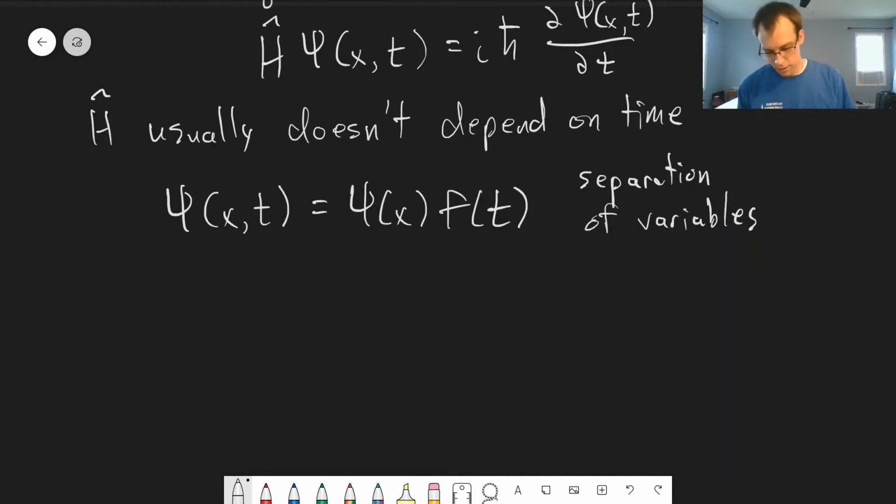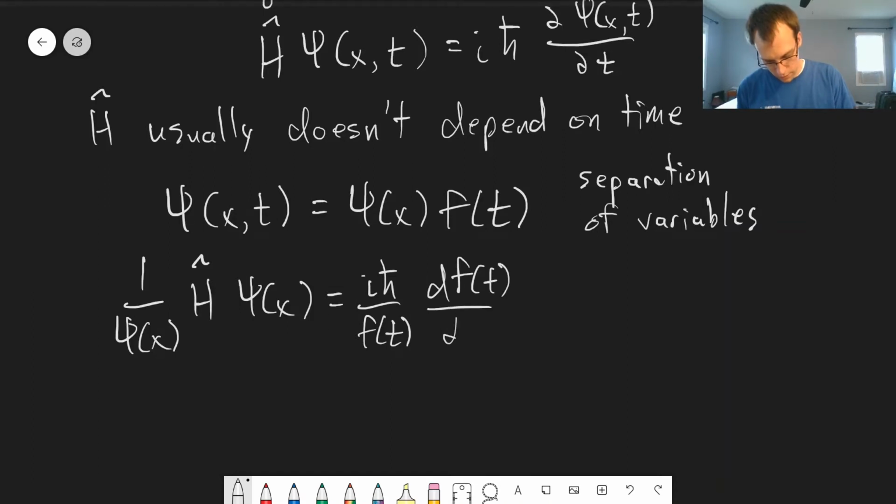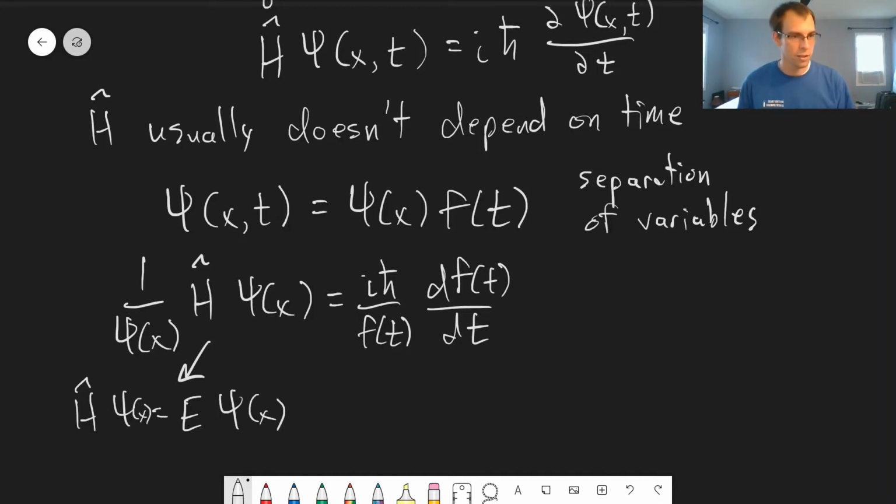And so we can separate out the time and position parts in our Schrodinger equation. We'll put all the position parts on the left-hand side of the equation: 1 over psi of x, H psi of x, and then put all the time stuff on the right-hand side: i h bar, 1 over f of t, df of t dt. Similar to before, these have to equal a constant, which is the energy. So over here we get H psi equals E psi. This is the time-independent Schrodinger equation, what we'll always use.